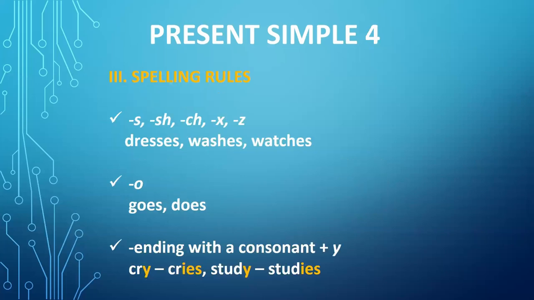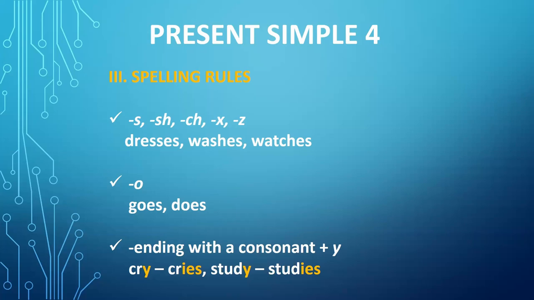Okay. There's also something interesting about the spelling rules when we use present simple. When we have a regular verb like work, we only put S. Work turns into works. But when the verb ends with S, sh, ch, these kinds of sounds, we add ES at the end, not just S, for pronunciation reasons. For example, dress, dresses, wash, washes, watch, watches, whizz, whizzes, etc. So when we have these letters at the end, we put ES for pronunciation reasons.